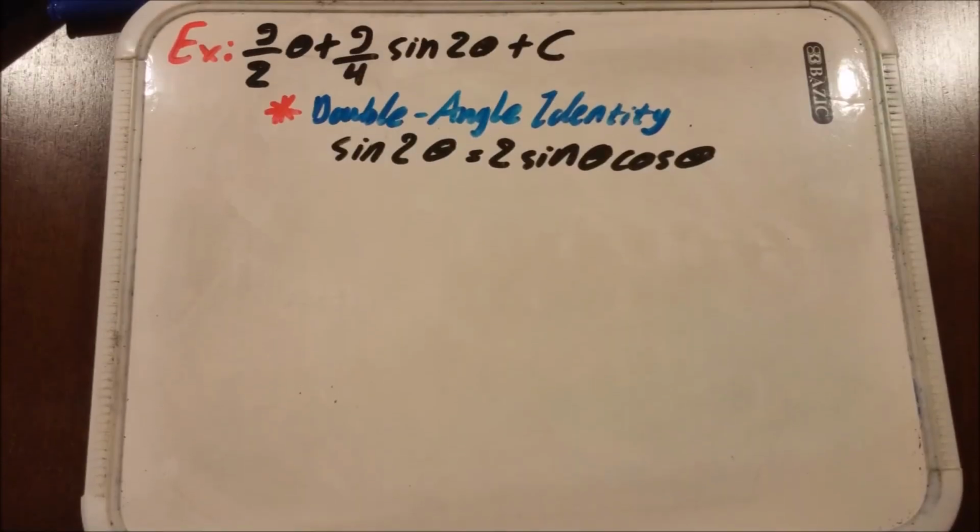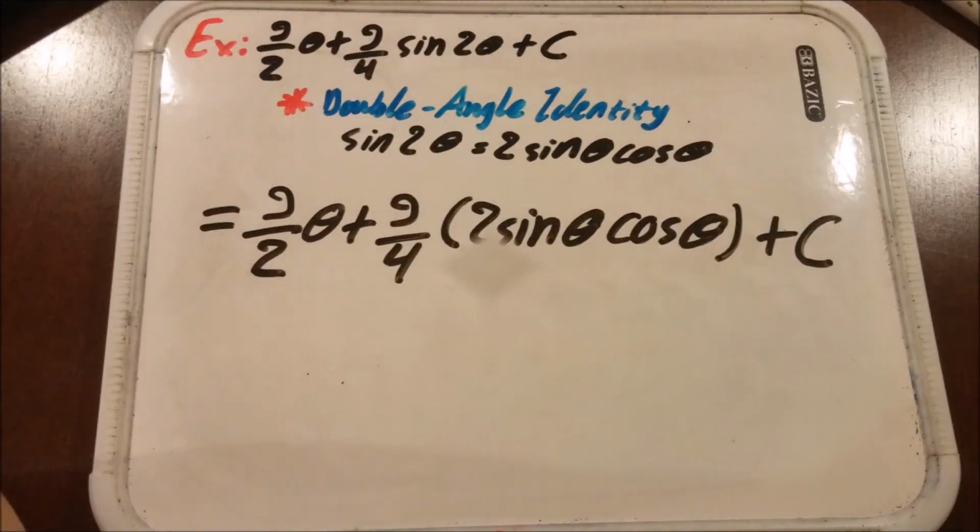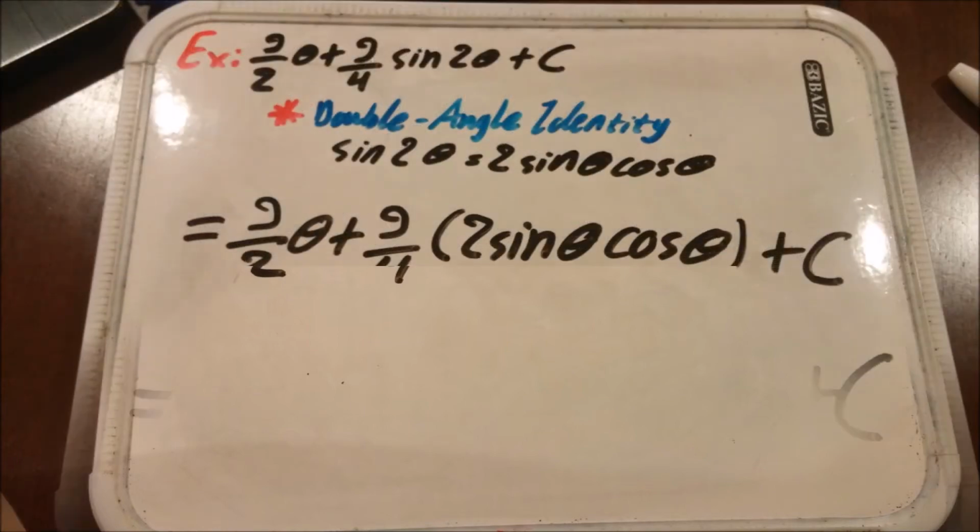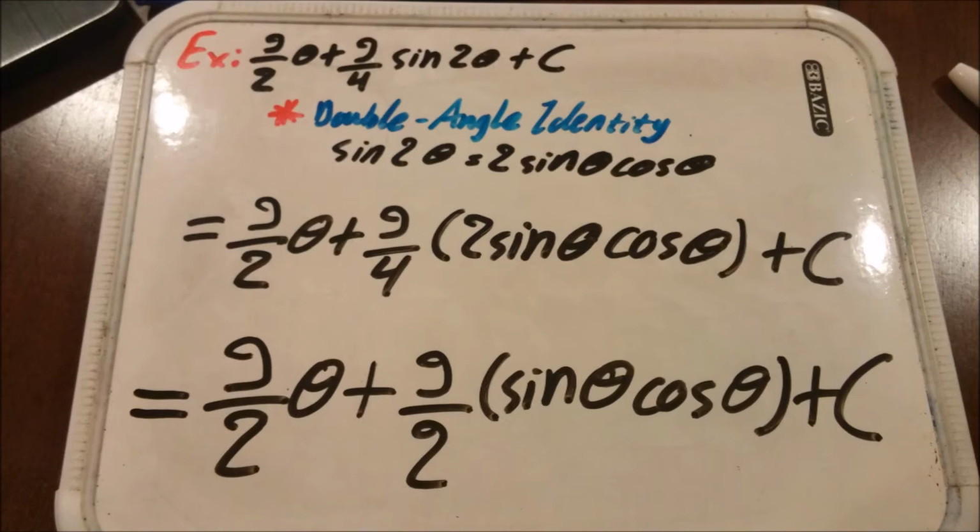We cannot leave sine 2 theta as is, so we again refer back to our double angle identity, which states that sine 2 theta equals 2 sine theta cosine theta. This replacement gives us 9 over 2 theta plus 9 over 4 times 2 sine theta cosine theta plus c. We can cancel out a 2, which finally results in 9 over 2 theta plus 9 over 2 times sine theta cosine theta, plus c.